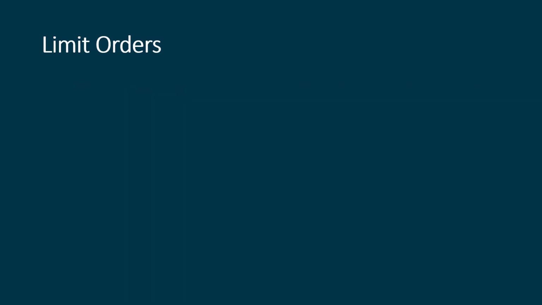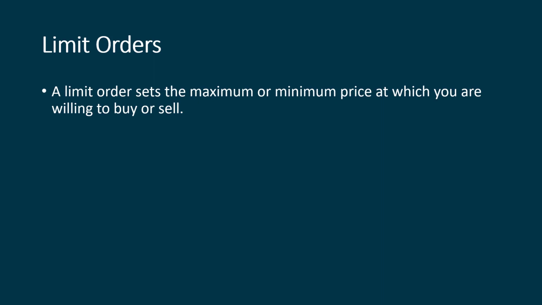Now let's talk about limit orders. A limit order sets the maximum or minimum price at which you're willing to buy or sell. If you're looking to buy, I don't want to pay anything over 10. I'm willing to pay less than 10, but nothing over 10. If you're looking to sell, I don't want to sell at anything less than 15. I'm willing to sell above 15, but I don't want to sell below 15. So you can set these limits up. And usually it's pretty easy to do.